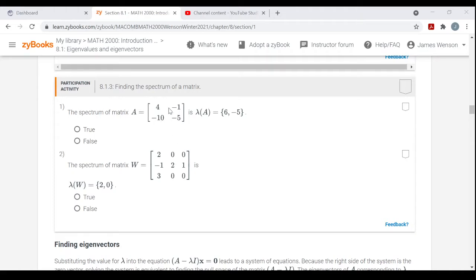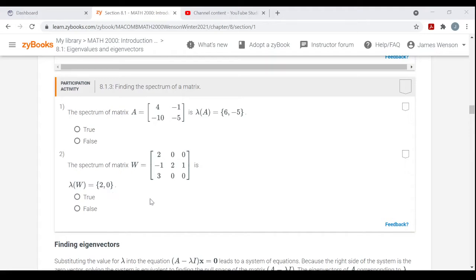So, I'll leave these two to you. Just take A minus lambda I, find the determinant, set it equal to 0, solve for lambda. Do you get 6 and negative 5 back? And take W minus lambda I, take the determinant, set that equal to 0, solve for lambda. Are your only solutions 2 and 0?